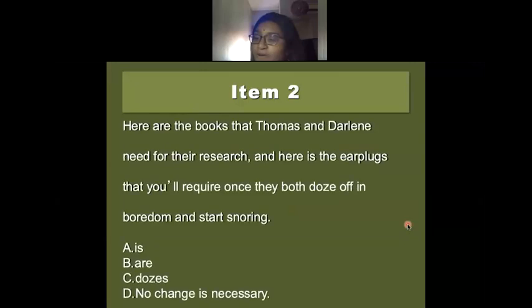Okay, let's look at item number 2. Here are the books that Thomas and Darlene need for their research, and here is the earplugs that you require once they both doze off in the boredom and start snoring. B. Correct. Very good, because earplugs, so they are plural.